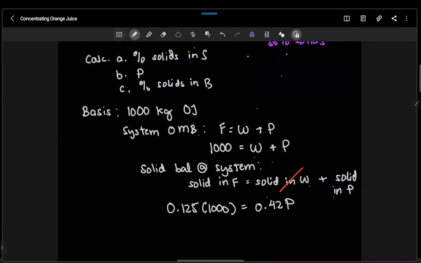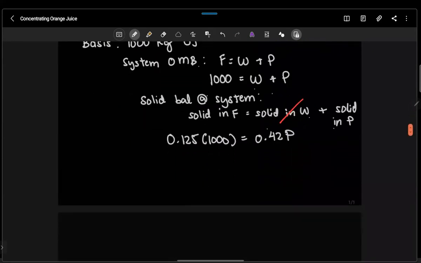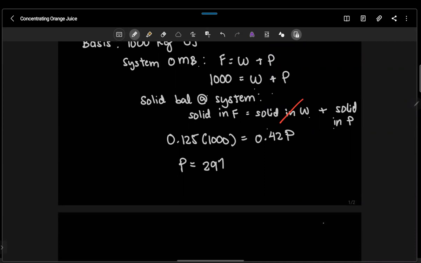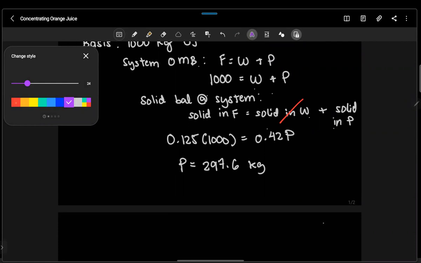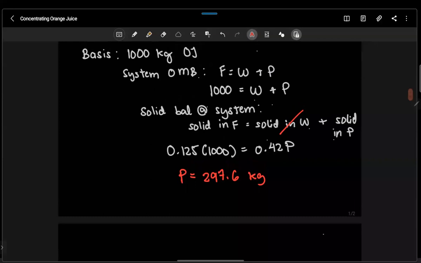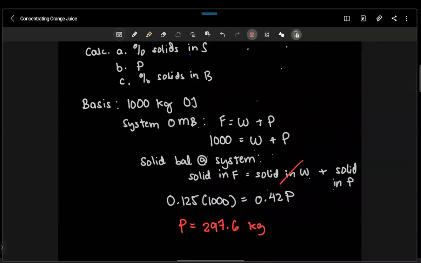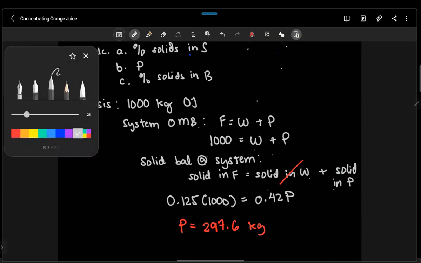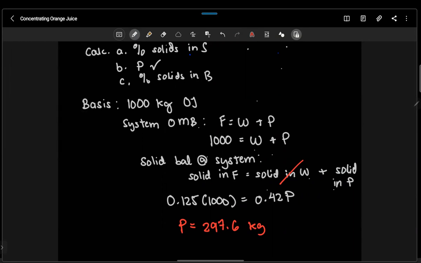0.42 P. And thankfully, in this equation, isa lang ang unknown. So we will be able to solve already for P. P now is 297.6 kilogram. Okay, so let me just highlight this for a while. That's your P. And actually, ito na yung isa sa mga required sa ating problem na i-calculate. So we have therefore solved for letter B. Okay?